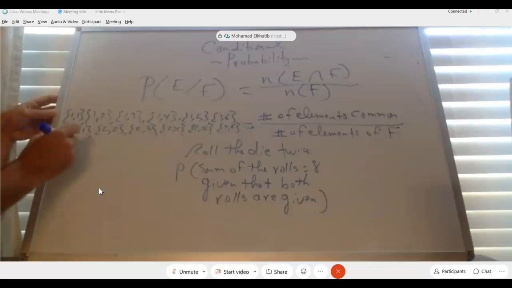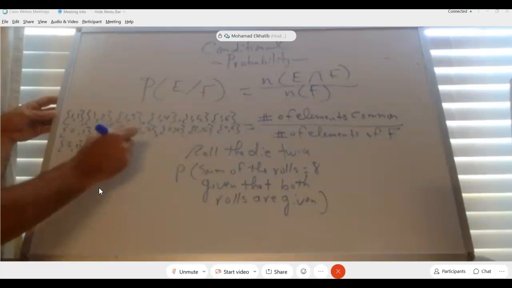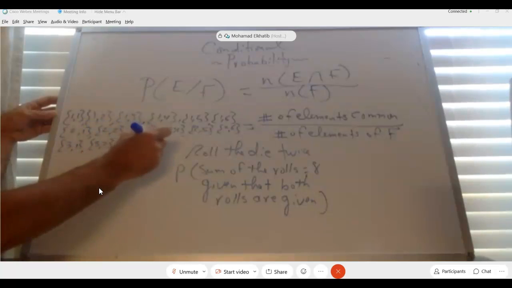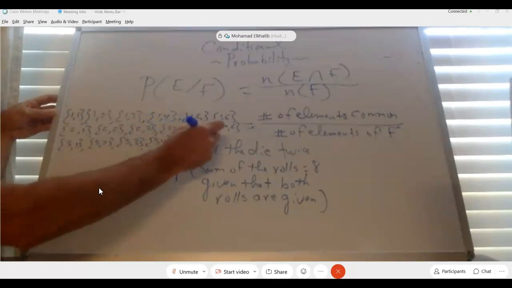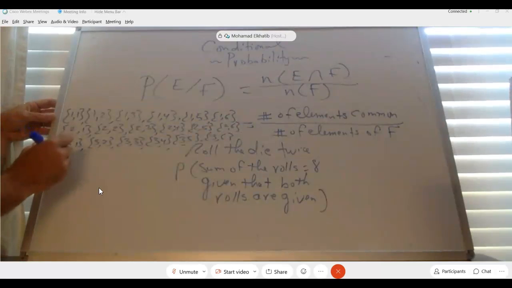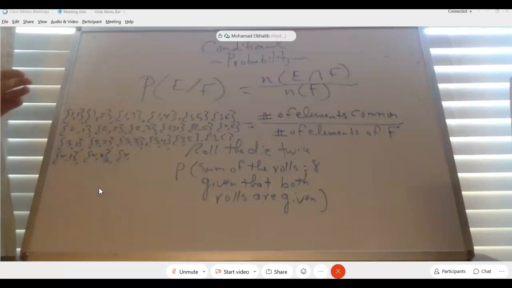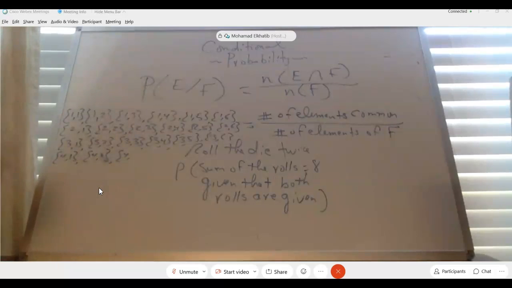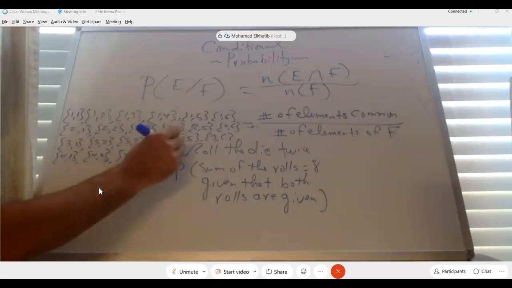Or I might get 3, 1, 3, 2, 3, 3, 3, 4, 3, 5, or 3, 6. Or I might get 4, 1, 4, 2. You can copy along with me, class, so that we save time. 4, 3, 4, 4, 4, 5, and 4, 6.